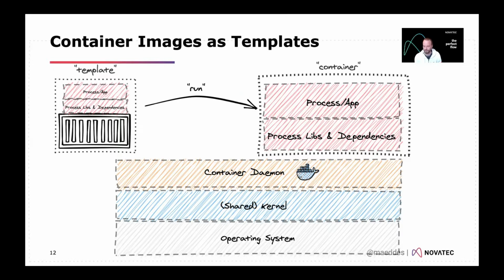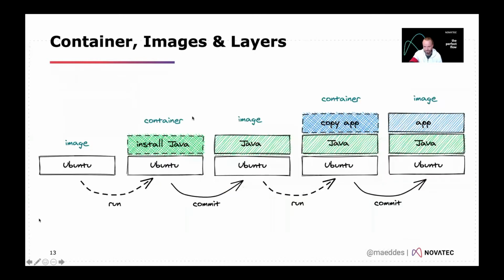As we probably all know, containers are isolated processes in a certain environment that bring along all their process libraries and dependencies. And an image is basically a template to instantiate those containers.